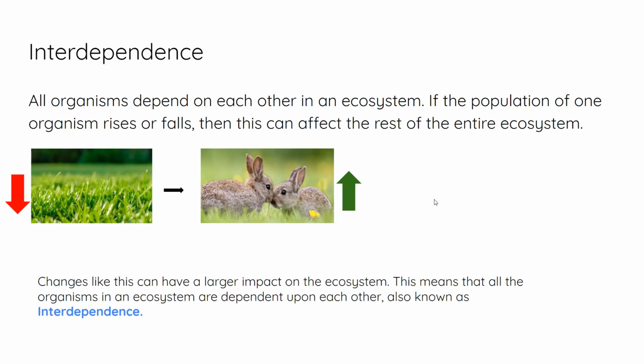Changes like this can have a larger impact on the ecosystem. This means that all the organisms in an ecosystem are dependent upon each other, which is also known as interdependence.